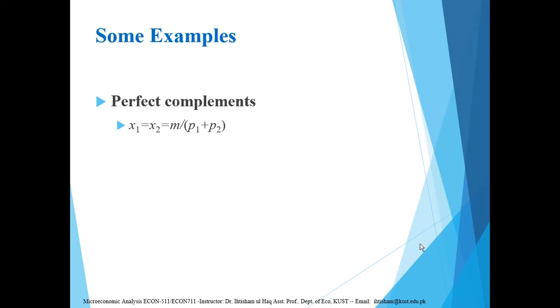Perfect complements. Perfect complements are those goods which our consumer is going to use in some proportion, and consuming just a single commodity doesn't give him or her any level of satisfaction. So a combination of x1 and x2 will give him a certain level of satisfaction.